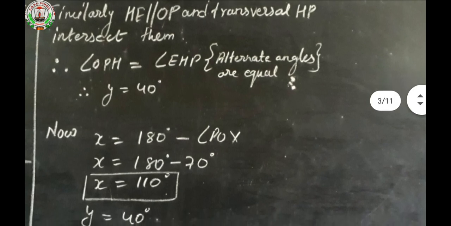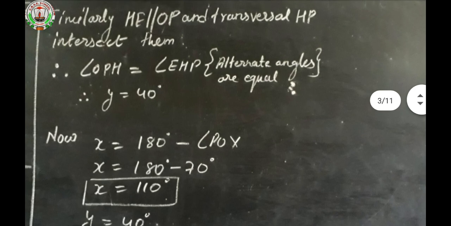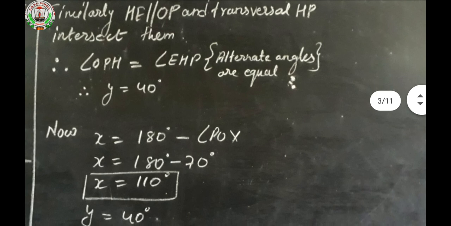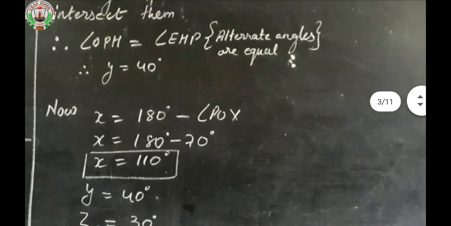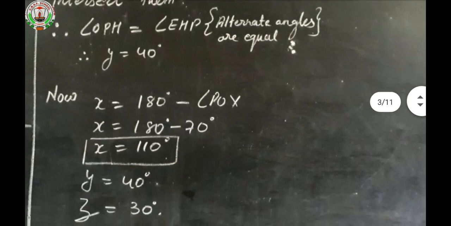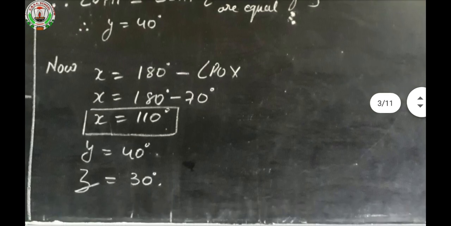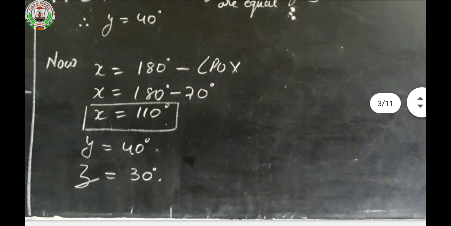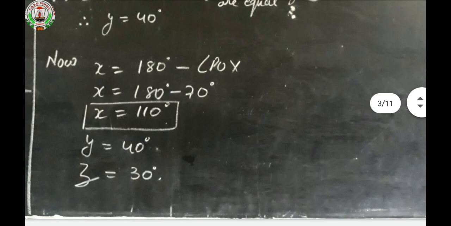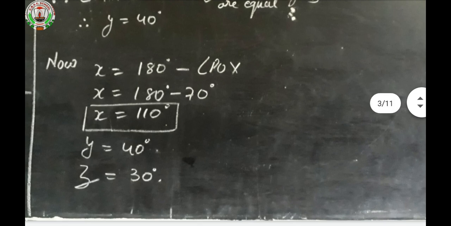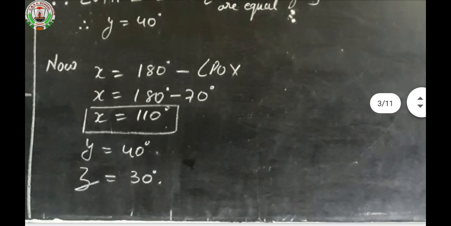Now x is equal to how much? x is equal to 180 degree minus angle POX. So x will be equal to 180 degree minus 70 degree. When 70 is subtracted from 180, it becomes 110 degree. Therefore we have found the value of x is equal to 110 degree, y is equal to 40 degree and z is equal to 30 degree. So the values of angle x, y and z are 110 degree, 40 degree and 30 degree respectively. Have you understood everyone?